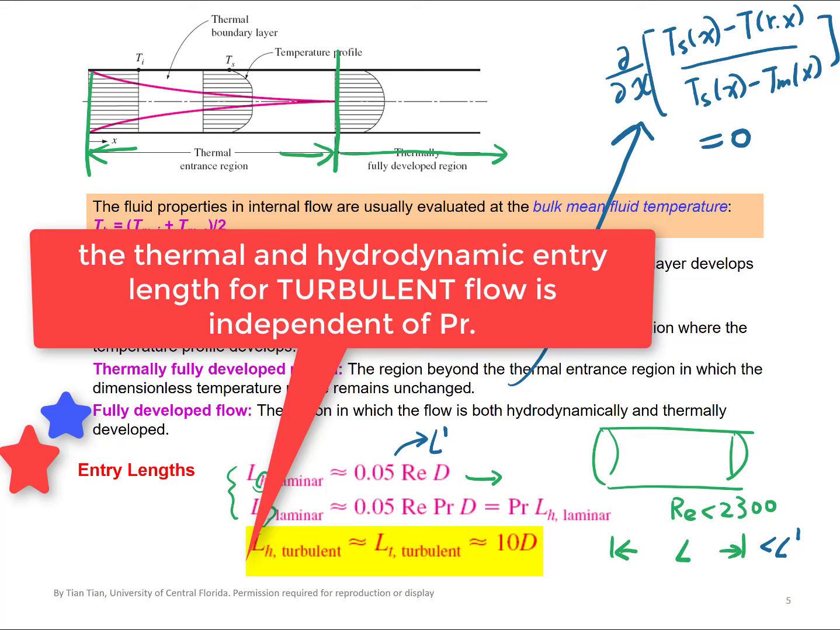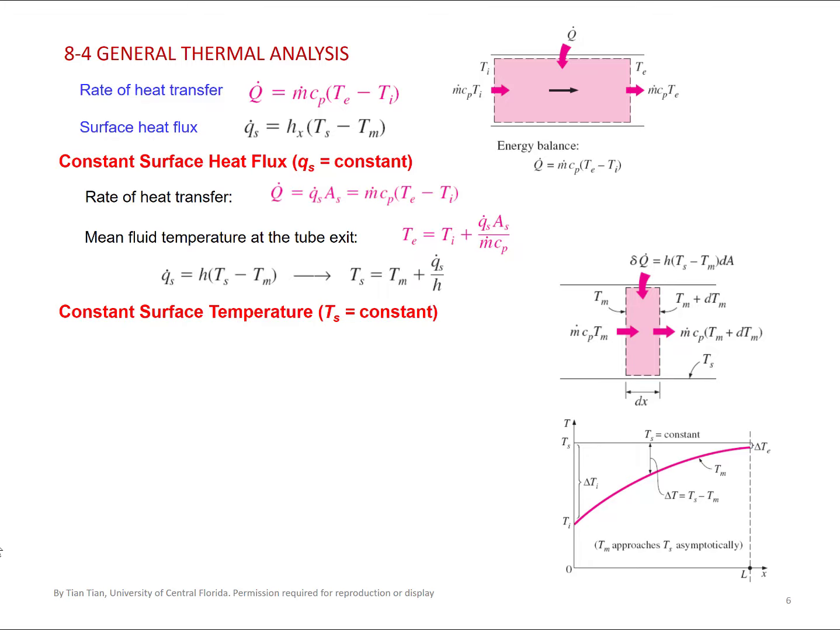So fluid properties do not have a significant effect on entry length of turbulent flow. Before we look at empirical correlations, now let's work on some general thermal analysis. Let's consider this flow in the pipe. Let's assume the surface is hotter than the fluid. So fluid receives heat from the surface.